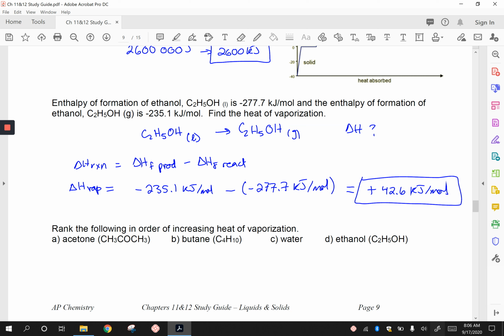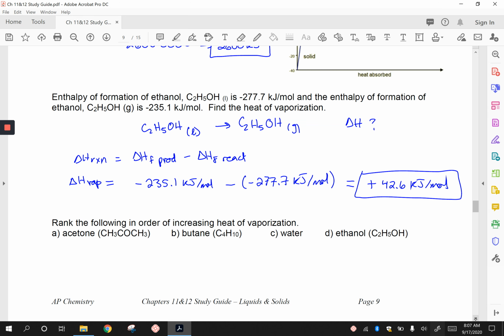Does that make sense that it's an endothermic process? Yes, it does, because we're vaporizing. In order to take a liquid and turn it into a gas, we have to put in energy, so it makes sense that that's positive. Always make sure that your answers make sense.